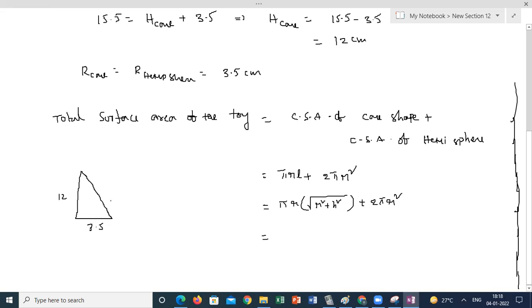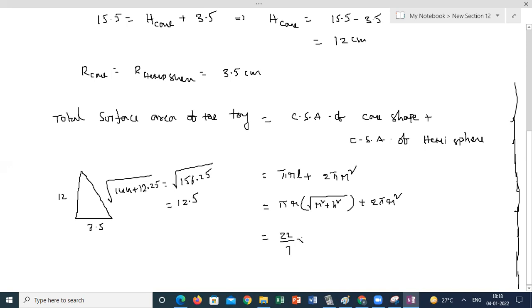This is 12. So root of 144 plus 3.5 square is how much? What is the value of 3.5 square? 12.25. So it will be 156.25, which is equal to 12.5 square root, nothing but 12.5.